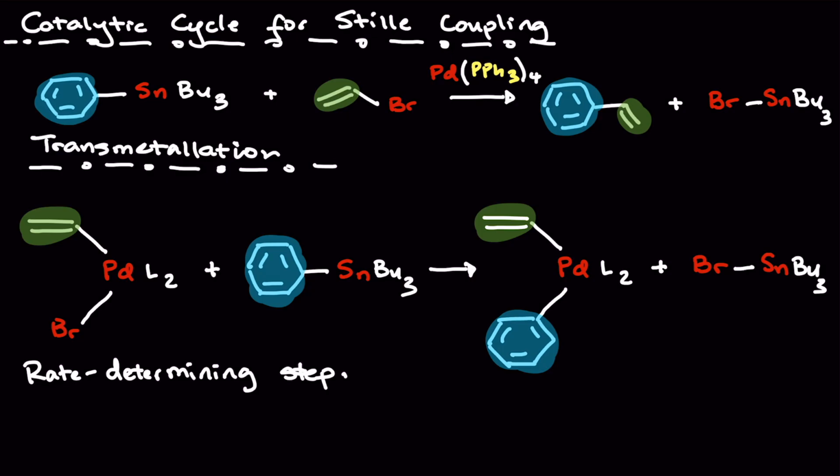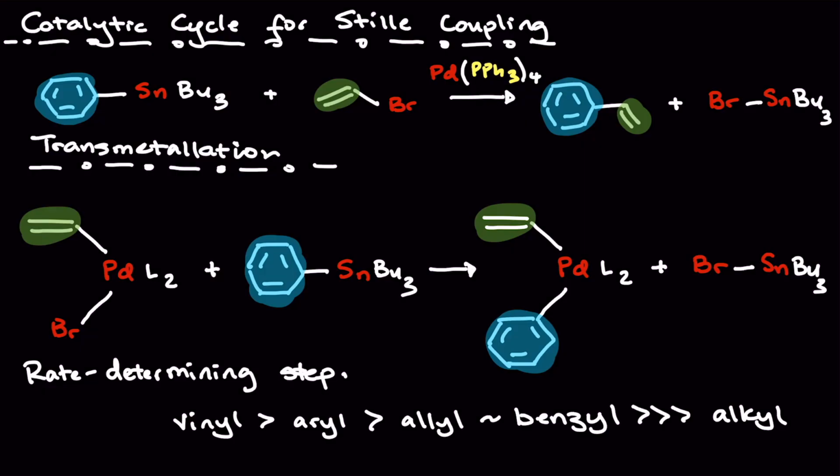As you can imagine, the idea of transferring R groups from one metal to another metal is likely to be a relatively slow step. And from experimental observations, vinyl groups transfer the fastest, followed by aryl groups, followed by allyl groups, and then way down there in rates are alkyl groups. Alkyl groups almost rarely transfer. And so that's why we really don't use alkyl groups in this particular reaction, because they don't tend to transfer in the transmetallation step.